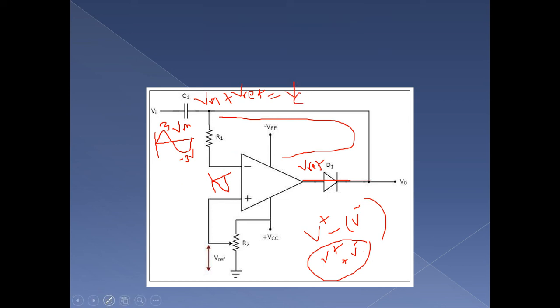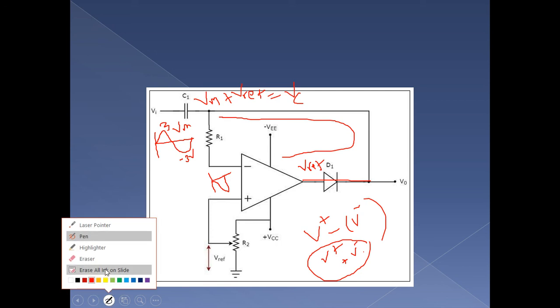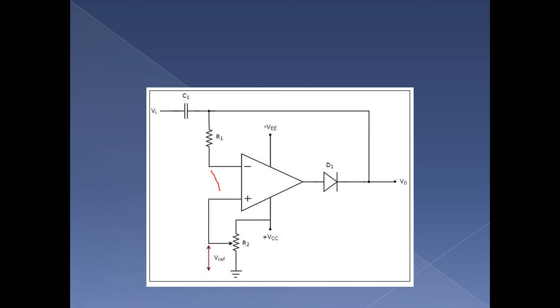Now consider that I am getting the positive side of my input here. With the positive input, the output will be V reference minus Vi. So here I will be getting a negative output voltage, and obviously the diode will be open. The diode will be in open condition.